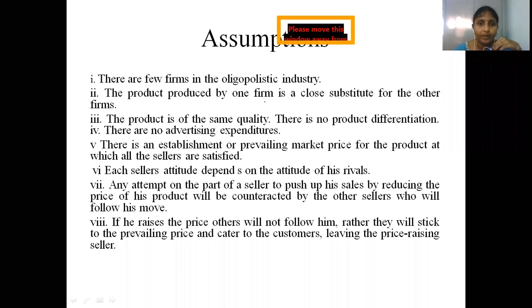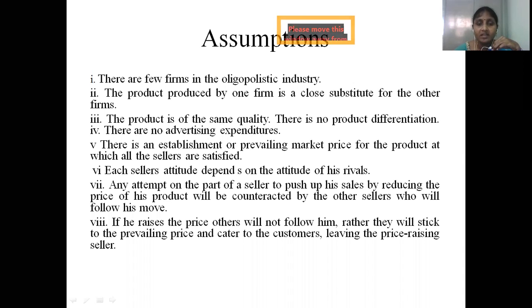The product produced by one firm is a close substitute for the other firms. So in these four to five firms, whatever product one firm is producing is a close substitute for the others. In some cases, there may be non-homogeneous products with slight differences. In other cases, the product is of the same quality and there is no product differentiation. Examples are aluminum, copper, iron, internet service providers. In some cases, they don't require advertising expenditures, and in some cases, they require advertisement expenditures.